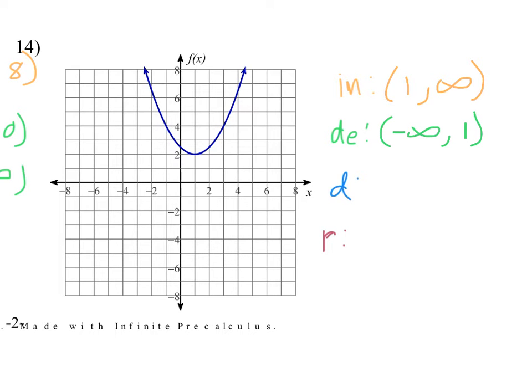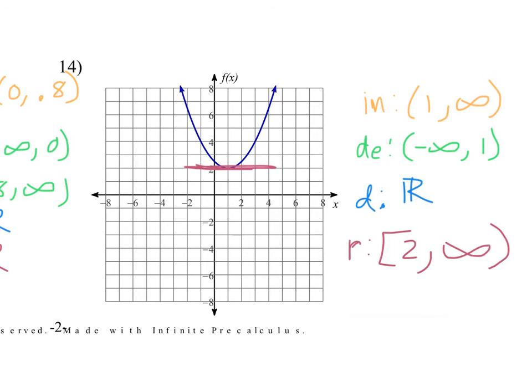What's our domain for this graph? All real numbers. And then what's our range? All real numbers. Nope, never mind. 2 to infinity. Perfect, 2 to infinity. Do we put brackets or parentheses? So 2 is included here, so we start off with a bracket, and then we end with infinity, so we end with a parenthesis. Okay, any questions on increasing, decreasing, domain, or range?